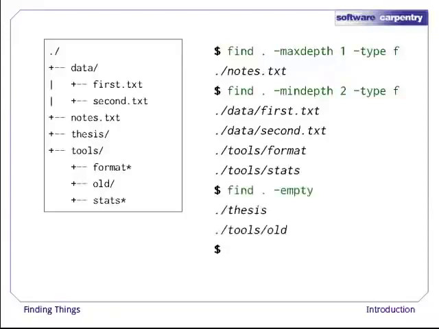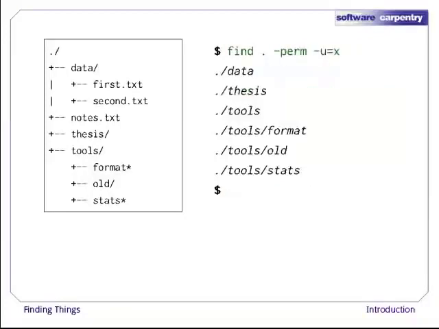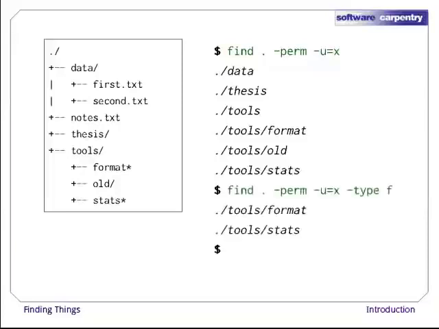And here's another option, -empty. This restricts matching to empty files and directories, of which we have 2. We can search by permissions too. Here, for example, we can use -perm -u=x to find both files and directories for which the user has x permission. Combine this with -type f to exclude directories, and voila, a list of runnable program files.